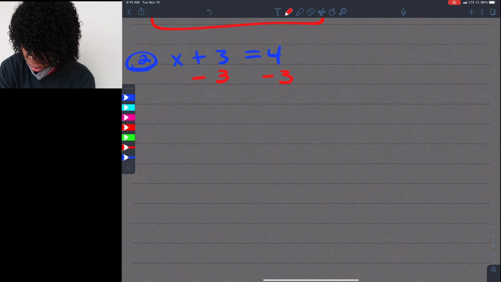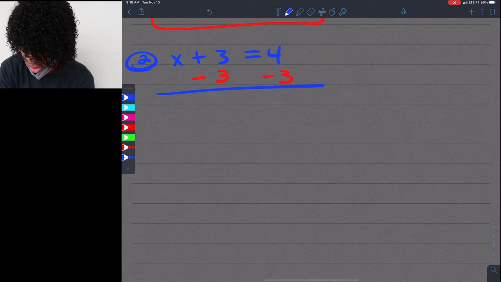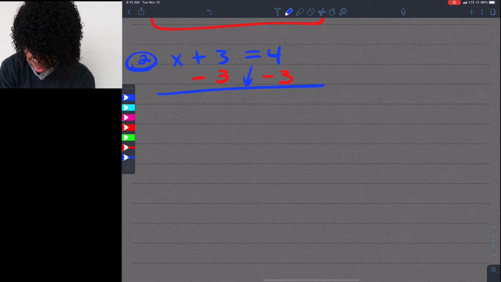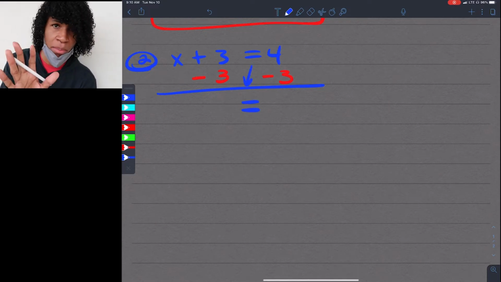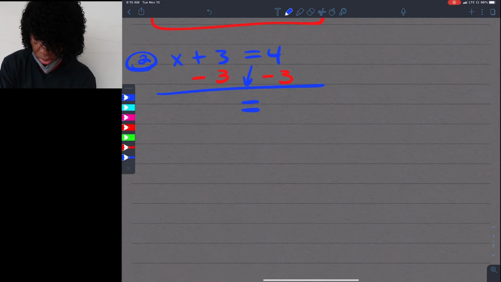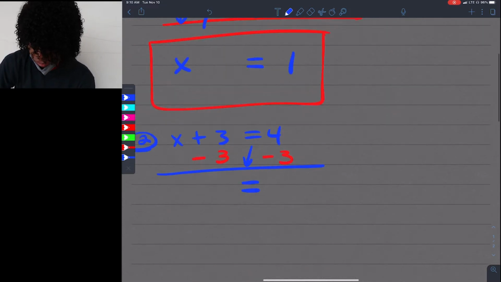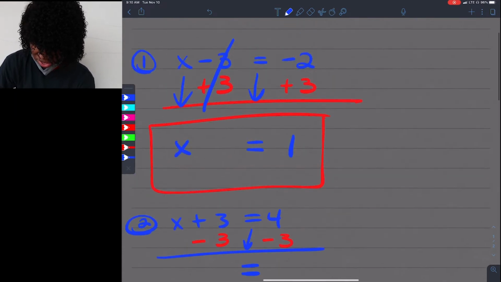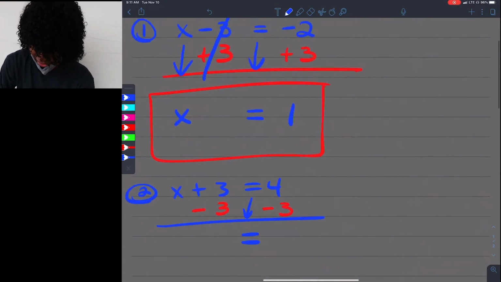Gonna draw our giant bar down here. Gonna go ahead and bring down the equal sign, because the equal sign is always gonna be in the same place no matter what, period. So you can always bring down your equal sign. Plus 3 and minus 3. I'm scooching up here to see what I did up here. Okay, all right, I made the bar red up here.